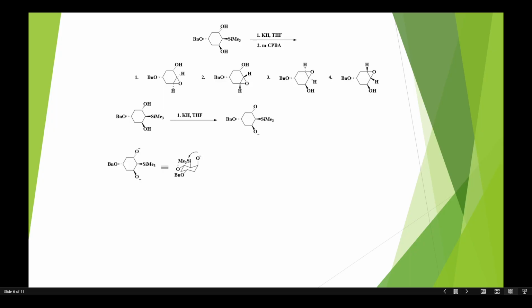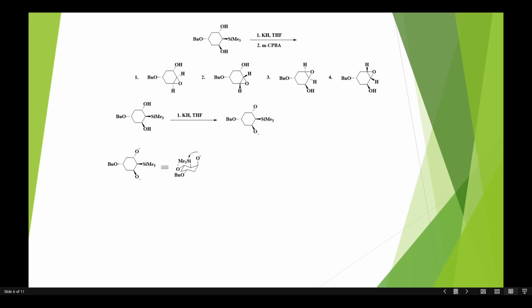Maybe you will know the Peterson olefination reaction. You know what is Peterson olefination reaction. Yes. But in this particular case, we have two different kinds of hydroxy group. Then which one will it be? Then which one will be present as diaxial?